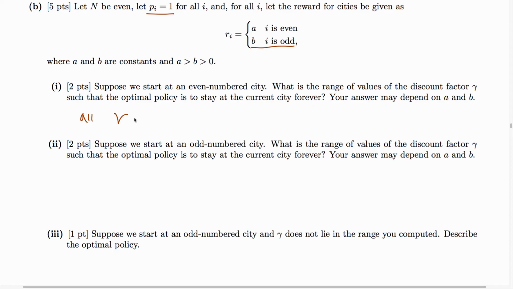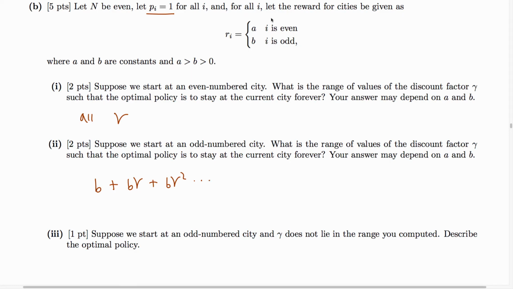So part 2 is a little bit weirder. Part 2 is now saying I'm starting in the odd city. So the city I'm in has the lower reward right now, and it's asking, is it ever worth it for me to go to the higher reward versus just staying in the one with the lower reward forever? So for this one, we need to actually do a little bit of computation. If I stay in the odd city forever, if I stay there once, it's the reward of B. If I stay there twice, then it's B with a discount factor, and the next time B with 2 discount factors, and so on.